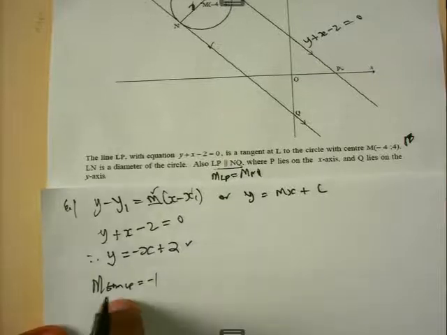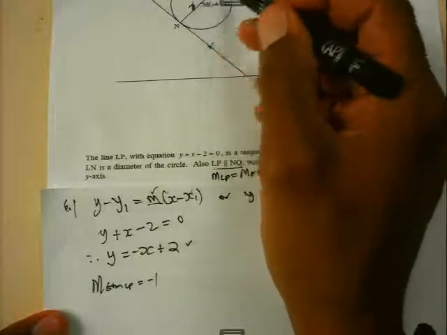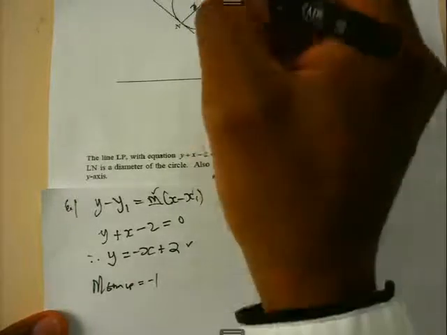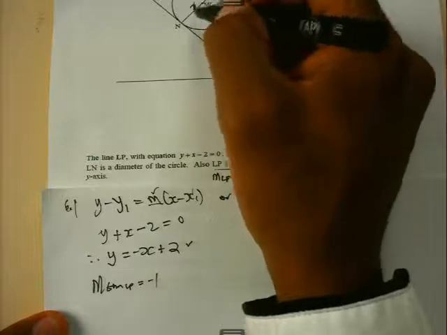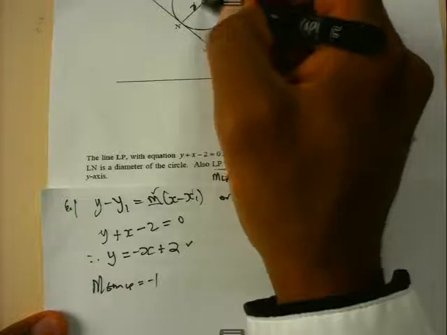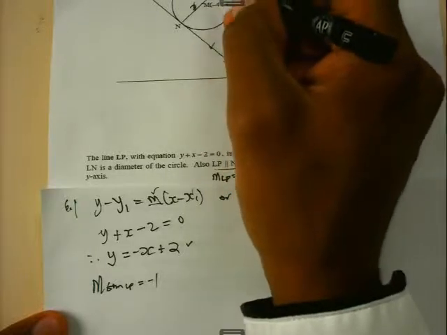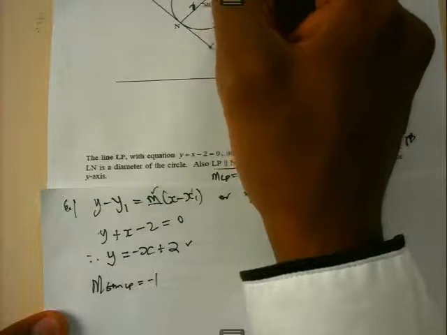If the gradient of the tangent LP is equal to -1, what is the gradient of the radius? What is the gradient of the diameter? Remember, if this is the diameter and I divide it into 2, we are going to have R1 on this side and R2 on this side, so that when we add the 2, they give us the diameter. If we have to find the gradient of the radius, what are we going to do?